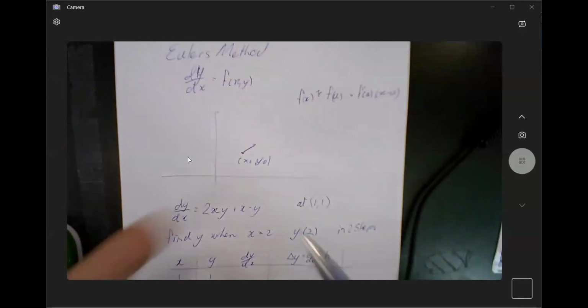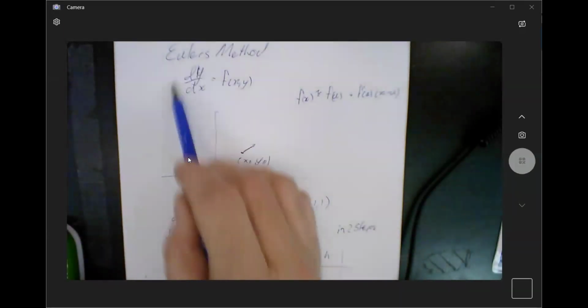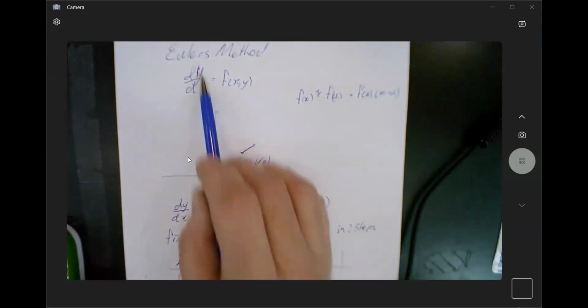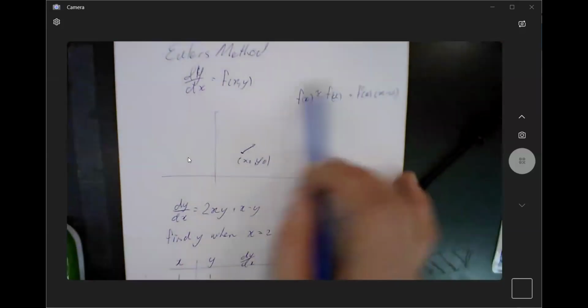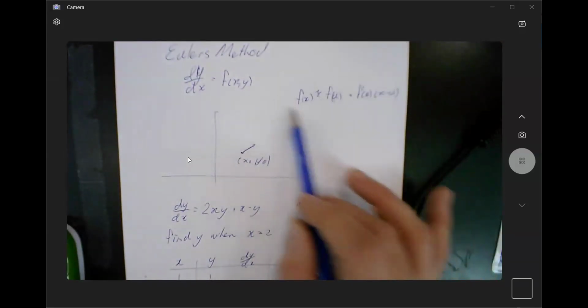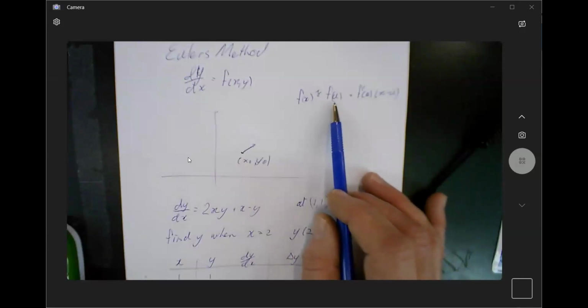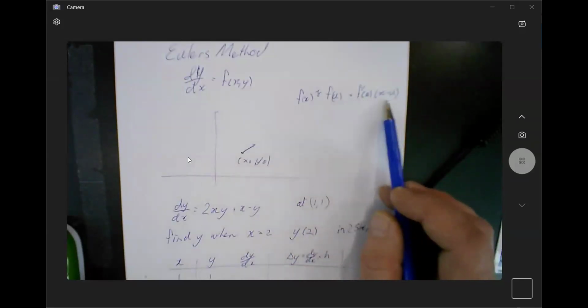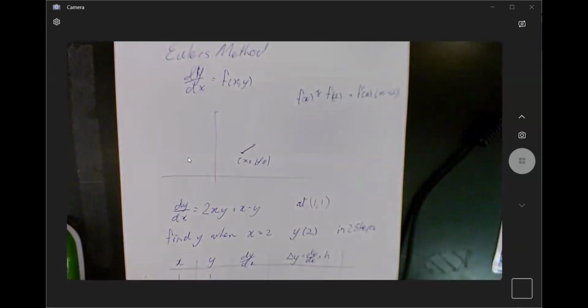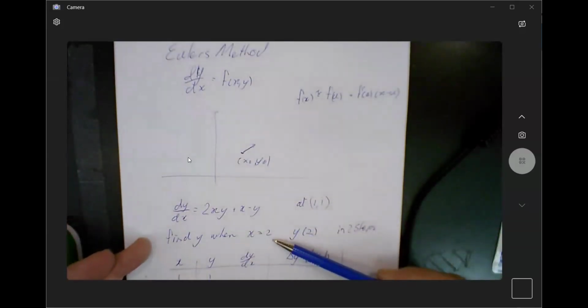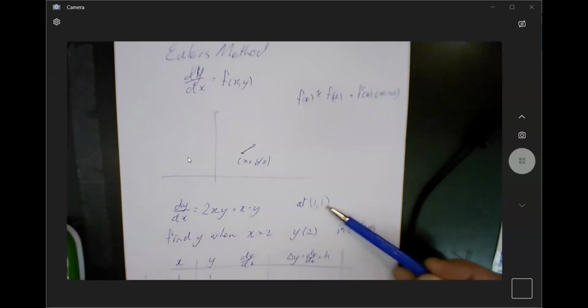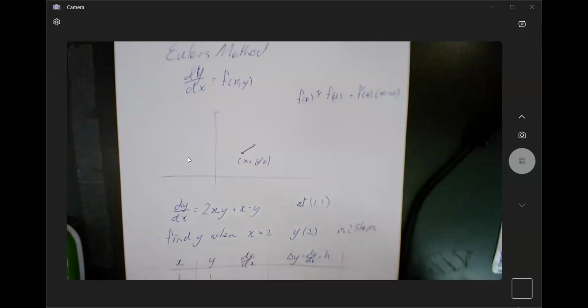All we're doing is taking a differential equation where the derivative of y with respect to x is a function of both x and y. This is based on the idea of a linear approximation: f of x is approximately f of a plus f dashed of a times x minus a. That gets me a straight line approximation through a. So when setting this up, I've chosen a differential equation and some information. I'm going to start at (1, 1), so x equals 1 and y equals 1. I want to work out the value of y when x is equal to 2.